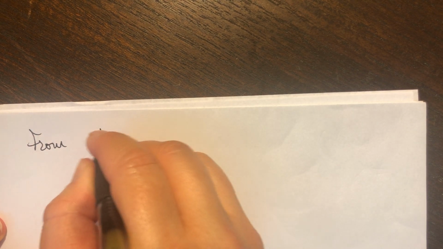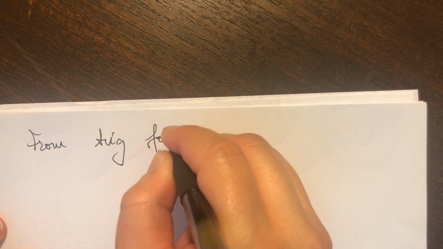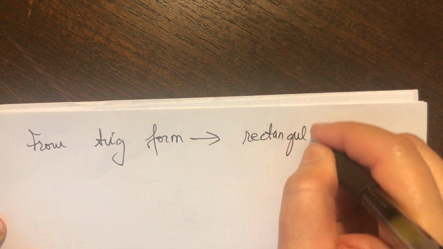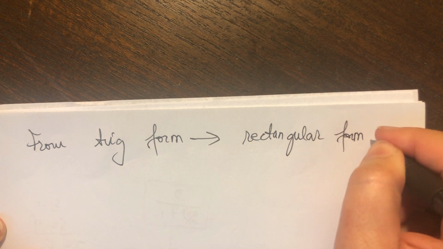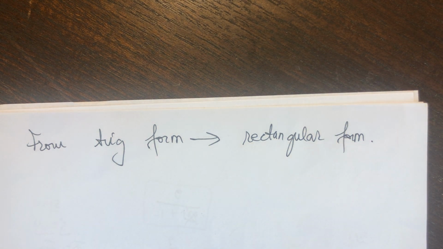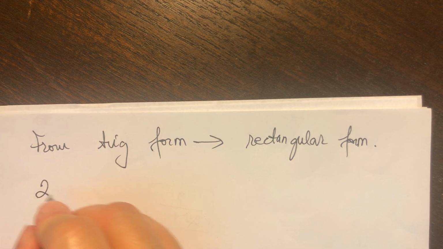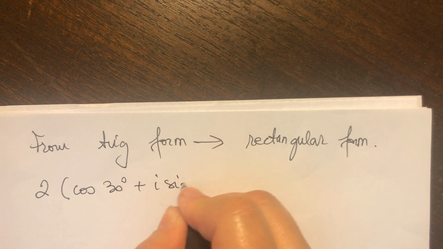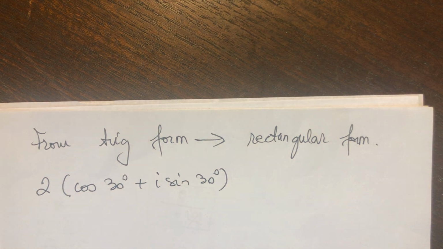Let me just do one problem where we go backwards, in other words, from trig form to rectangular form. Let me give you 2 times cosine of 30 degrees plus i sine of 30 degrees. Can you put this in rectangular form?